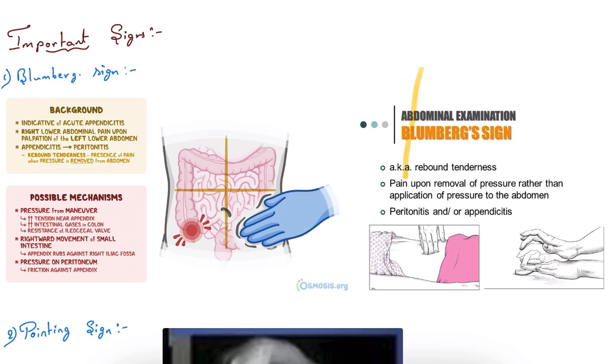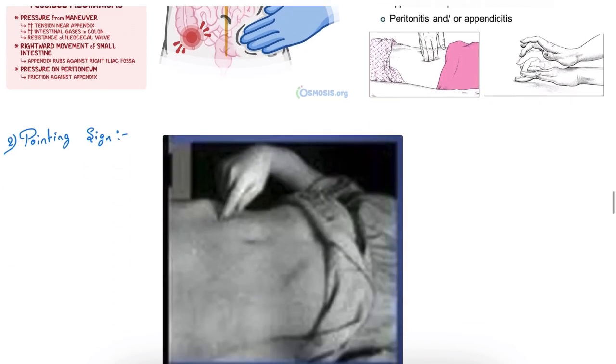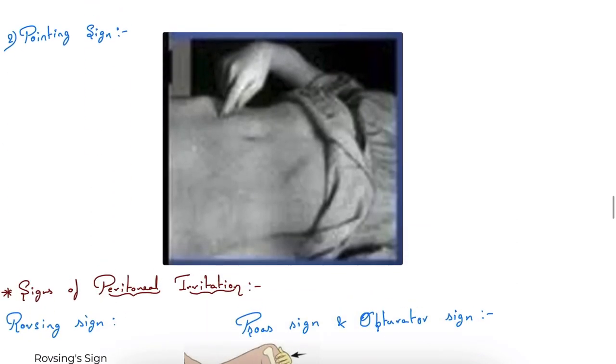Next one, pointing sign. If you ask the patient to show with the tip of the finger where they are getting pain, the patient will show that location, and that site of pain will be McBurney's point. That means it lies on the line between the umbilicus and the ASIS, at one-third of the distance from the ASIS. The patient will show that area, that site.